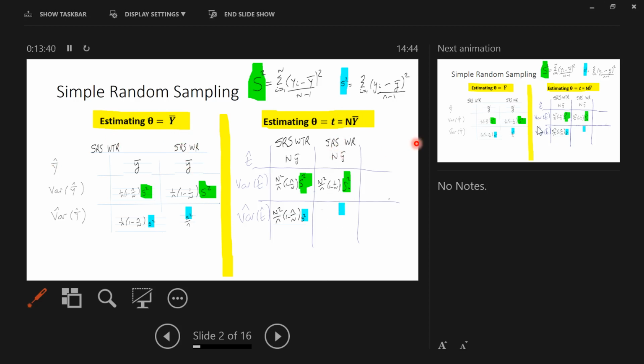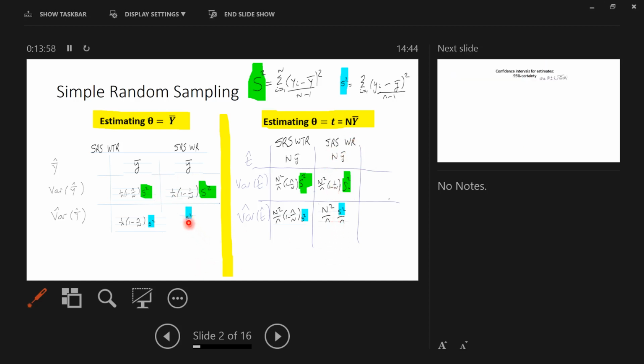So similarly, the variance here, you're just going to have the N squared coming in, because obviously it's the variance of this. So it's N squared variance of Y bar for with replacement. Here it is. Exactly the same thing. What do you think the next one will be?